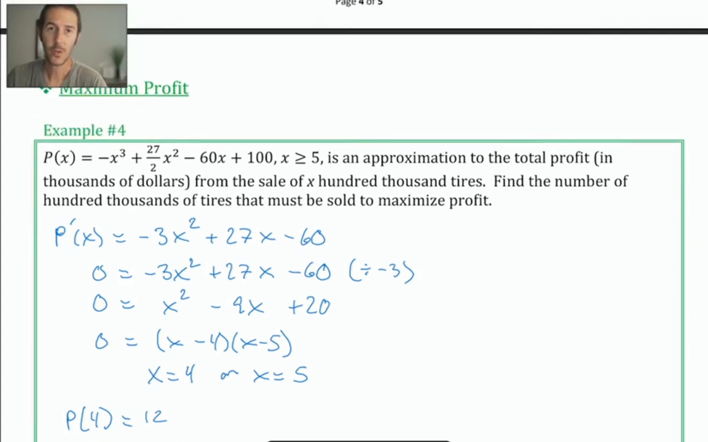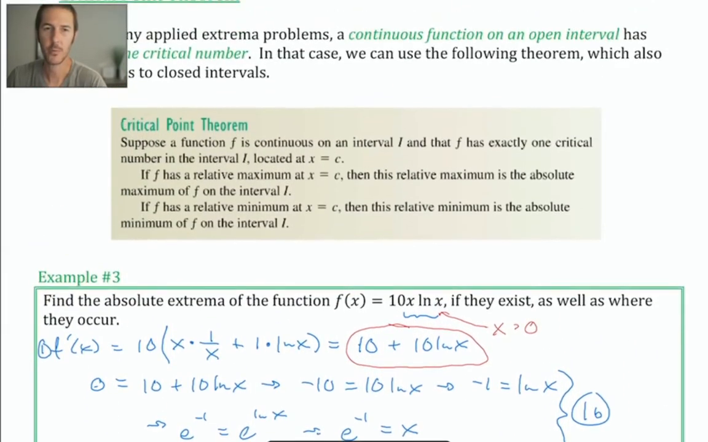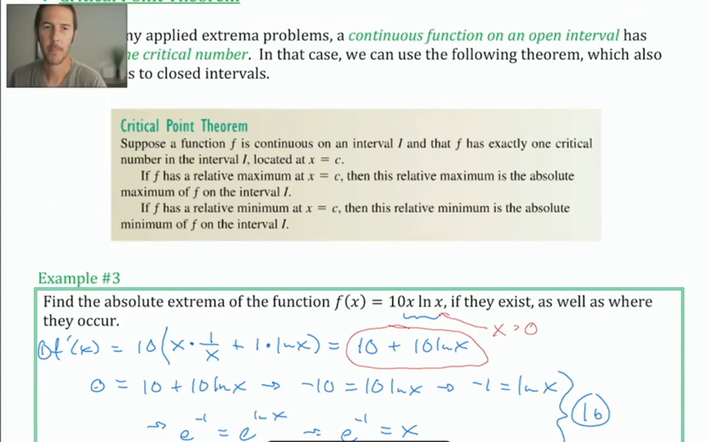If we apply what we were just talking about before the previous example problem, the critical point theorem says: suppose a function is continuous, which ours appears to be, on an interval I. Now we do have an interval, it's open-ended. It starts at x equals 5 and then it goes on forever. They didn't put a cap on it.